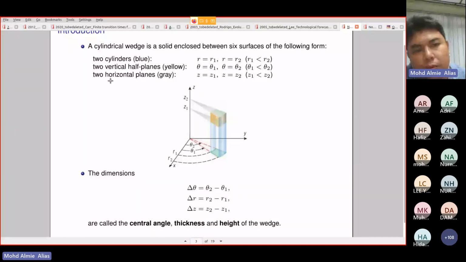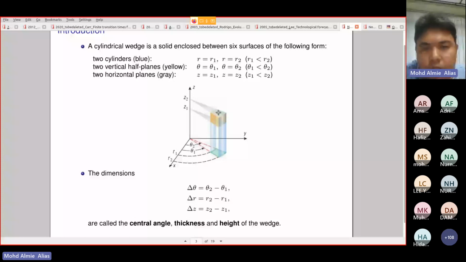And then you have two horizontal planes. Okay, this is a full plane, I mean it can extend to whatever value of x and y. So in this case, you have one, which is a small part here, the floor, or the bottom boundary, or the bottom surface of this wedge, and the other one is this one, the top boundary of the surface.